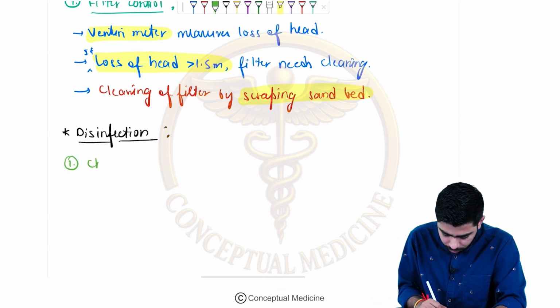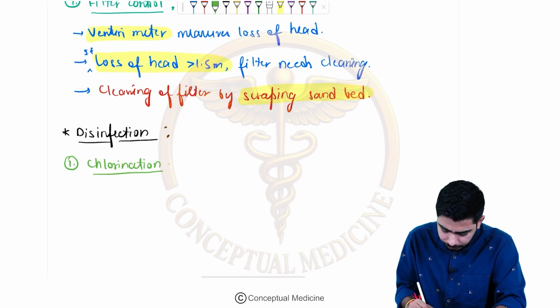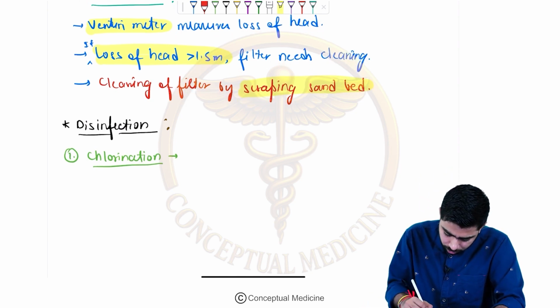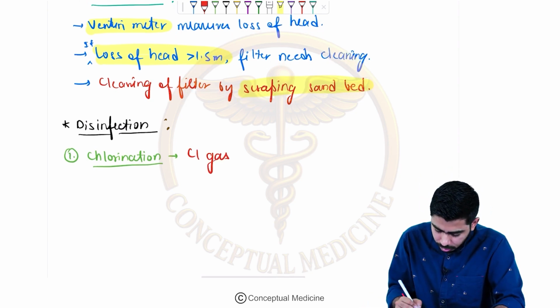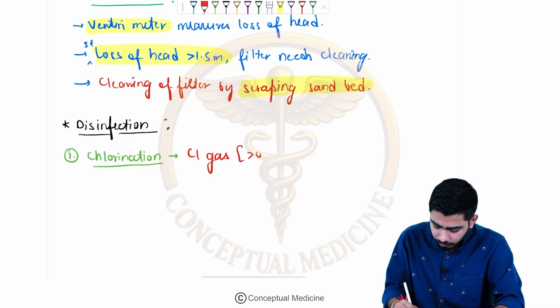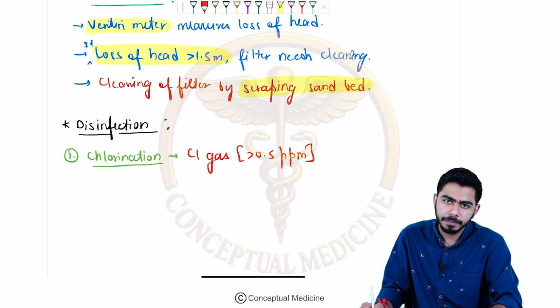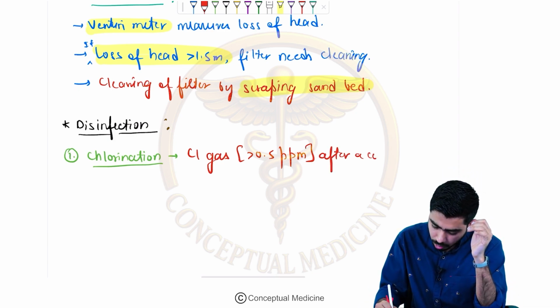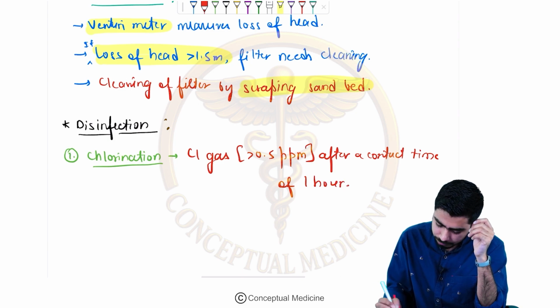First one is chlorination. Obviously, the chlorination method we have talked about in detail in the last session itself. So for chlorination, we are using chlorine gas, and the dose we will be using will be more than 0.5 parts per million (ppm) after a contact time of 1 hour. Please remember that for the sake of MCQs: after a contact time of 1 hour.